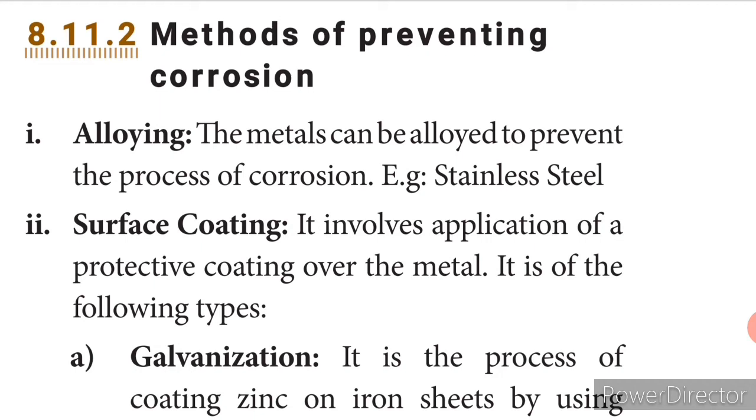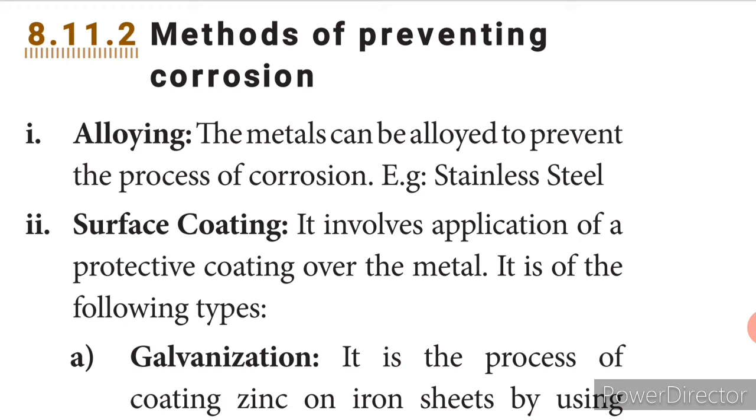Now how to prevent corrosion? These are the methods that we are going to discuss to prevent the corrosion. Now I said when we were talking about alloys, we said that alloying is done to prevent the process of corrosion or rusting, isn't it? So the first method for preventing corrosion is alloying. The metals can be alloyed, fused together, to prevent the corrosion. For example, stainless steel. Stainless steel is less corrodible when compared to the constituent metals.